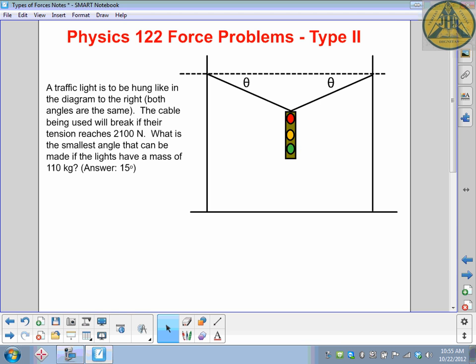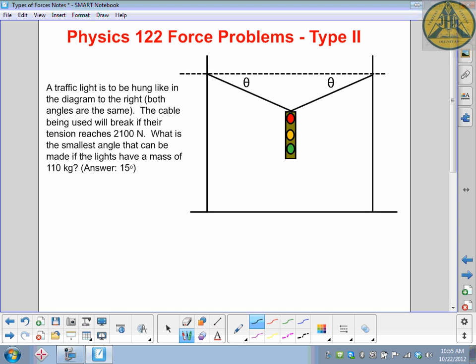Continuing with our different types of force problems that we're working with in grade 12 physics here at James M. Hill. This is the second type, where we're hanging an object and we're working on how the force of tension breaks apart into its components. So here's our example from our worksheet.